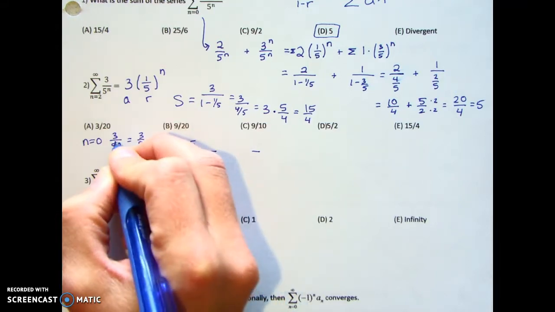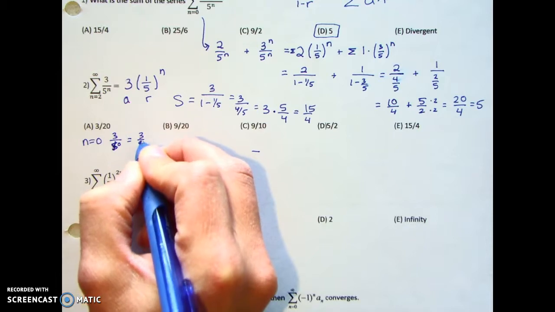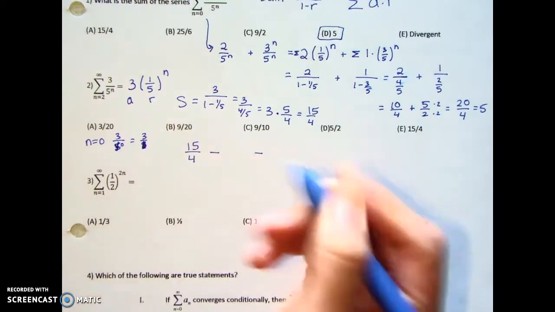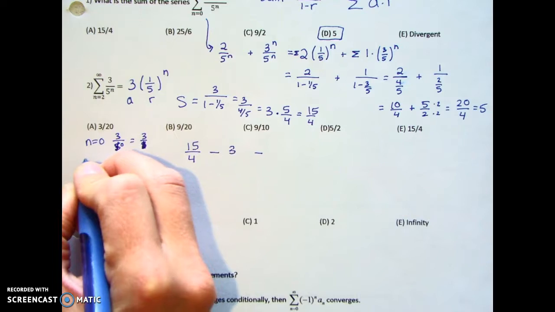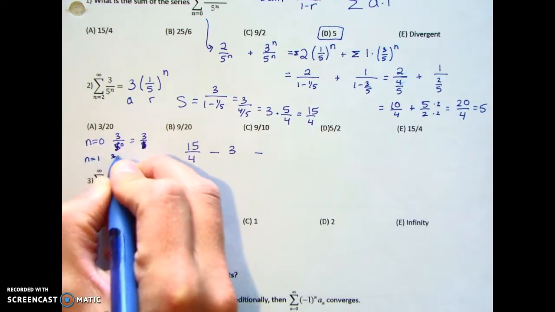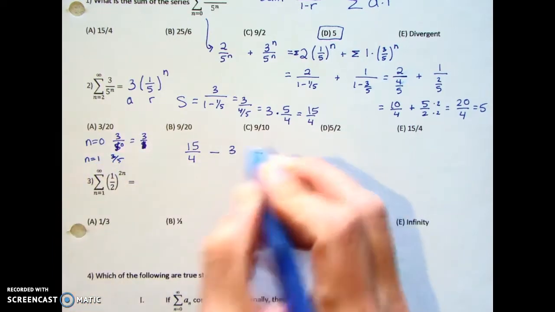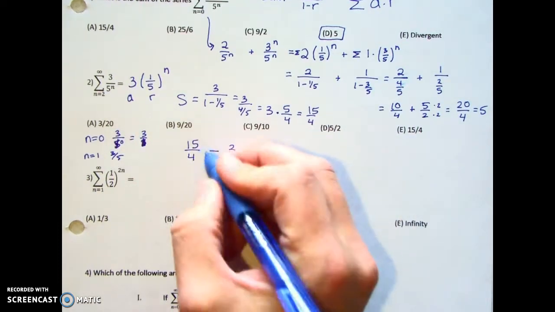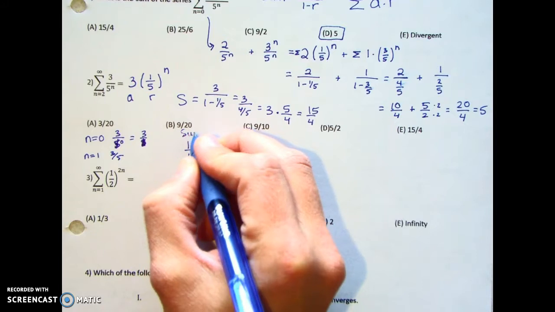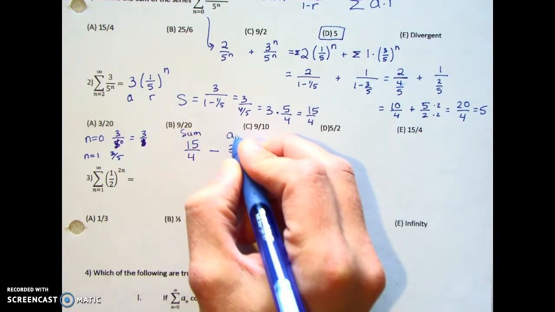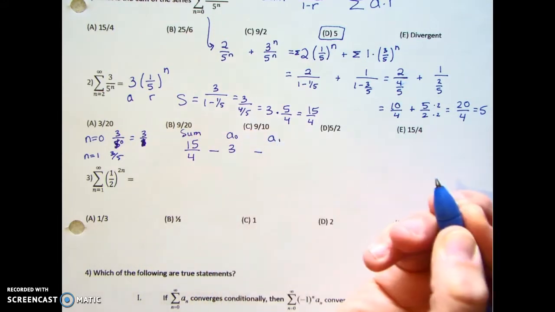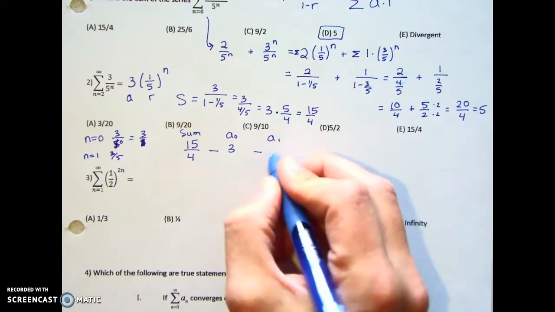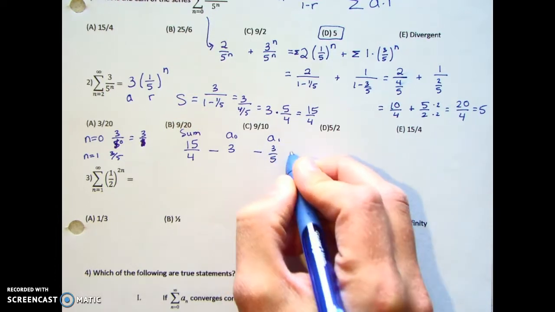It's 3 over 1, right? Anything to the power 0 is 1, so this is 3. And when n equals 1, that's when we get 3/5. So this is the total sum if we went from 0 to infinity. So we're taking our total sum and we're subtracting a sub 0 and a sub 1. This is interesting, yeah? Sorry, I was surprised.